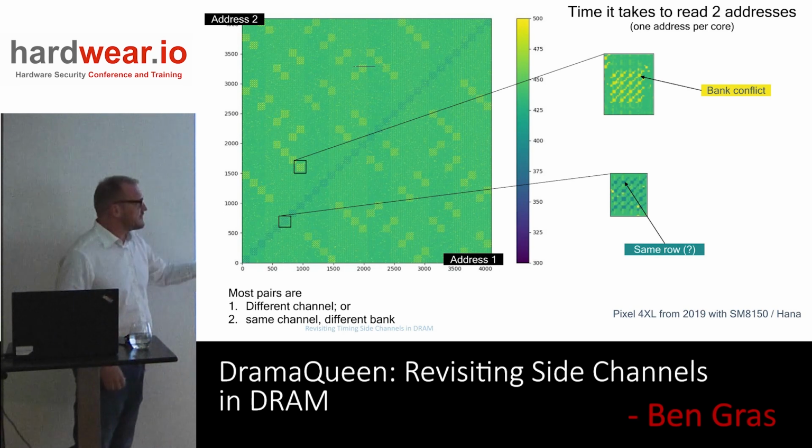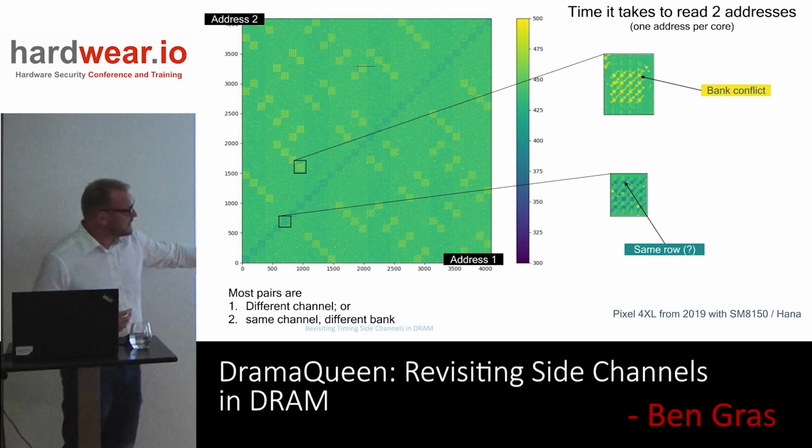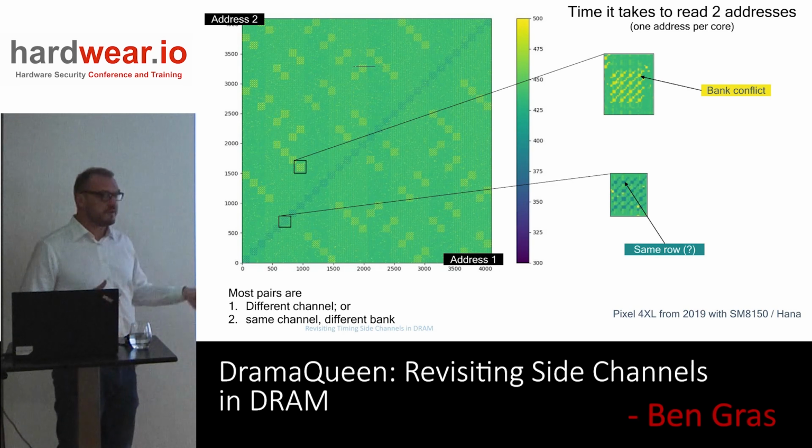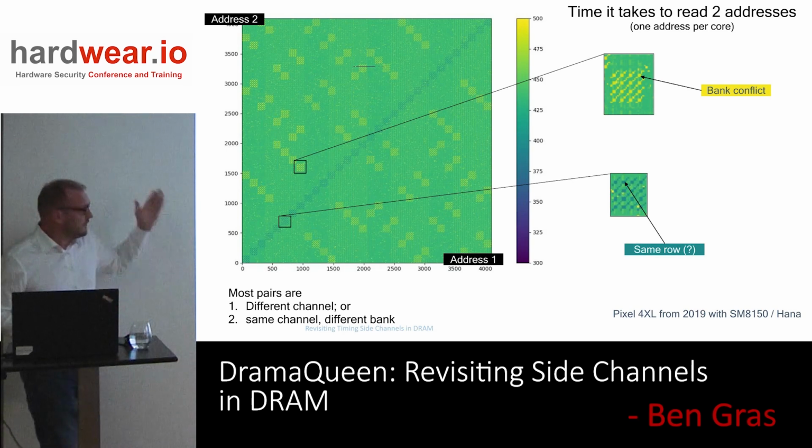The diagonal is also interesting, but a different phenomenon. We can't look into the hardware, so we don't know for sure, but on the diagonal there's this fast access, which probably means that the two addresses were mapped into the same row buffer. They're in the same row, so you can access both from the row buffer. On the diagonal, there's probably no switching going on, so it's extra fast.